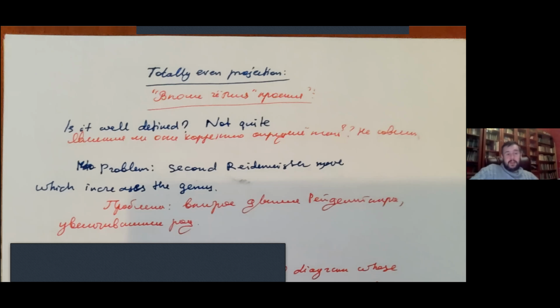Когда эти проекции дают тождественное отображение? When do such projections give an identical map?